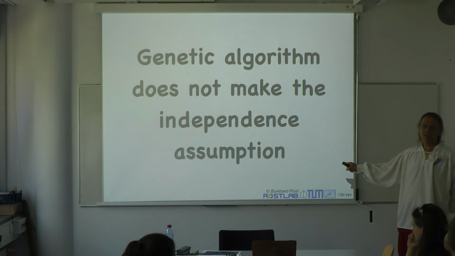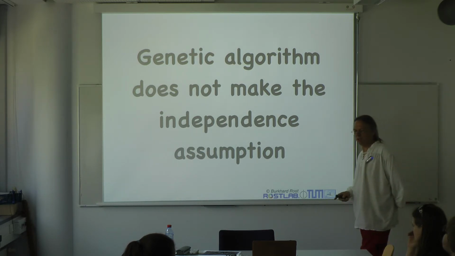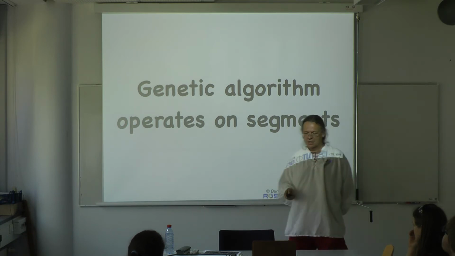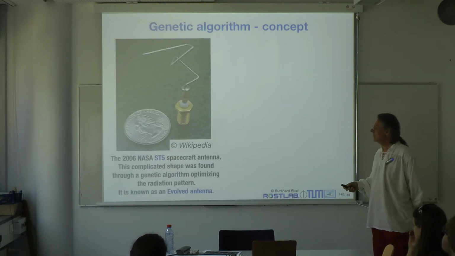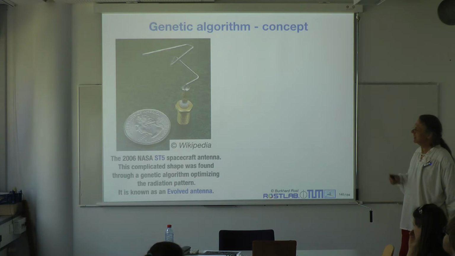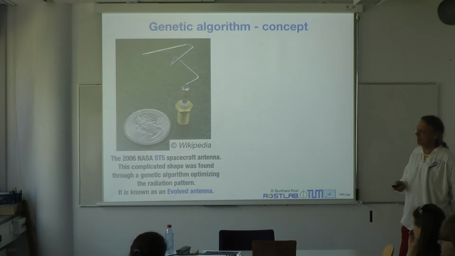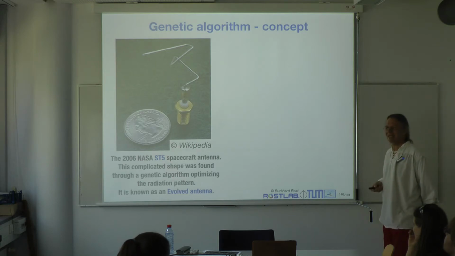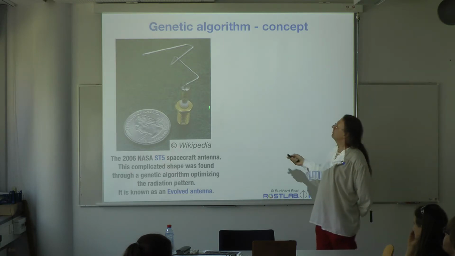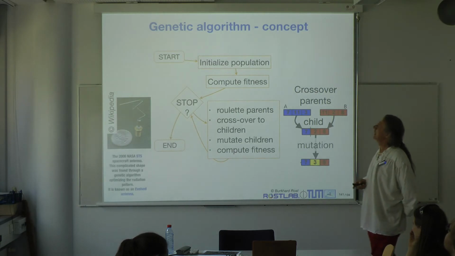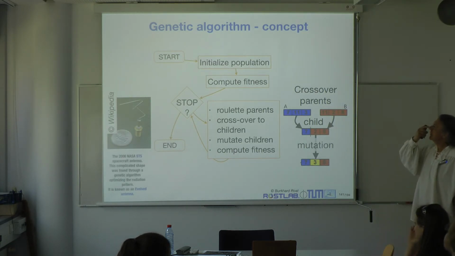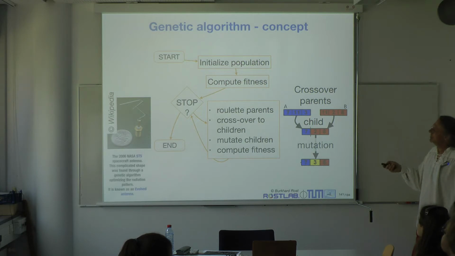That does not make this independence assumption. It does not need to, because essentially it operates on segments. Example for a genetic algorithm: here is this spacecraft antenna, the shape of which is optimized by a genetic algorithm. You cannot quite see it, but it looks odd. It looks unexpected. So you start with initialization of a population, you compute the fitness, and then you go through a bunch of changes here.